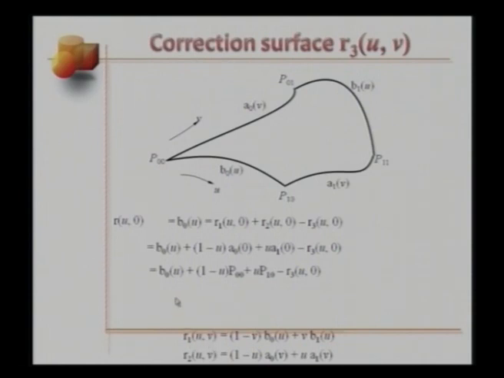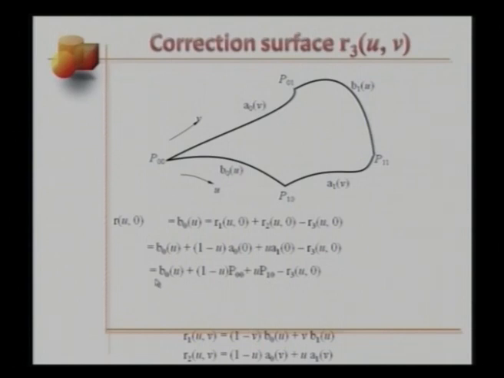So R1(U,0) is B0 of U plus (1 minus U) A0(0) plus U A1(0). These two terms come from here. If you plug in V equals 0, we have (1 minus U) A0(0) plus U A1(0) minus R3(U,0). If you look at A0 of 0, we are here on this curve, and for V equals 0, we are at this point, P sub 0,0, which is what this is. Likewise, if you look at A1 of 0, we are on this curve, and for V equals 0, we are on this point, P1,0, which is this here.